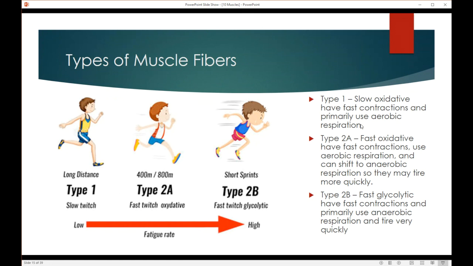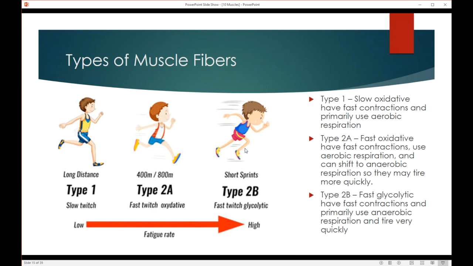They have fast contractions. Type 2A would mean that we are doing like, I don't know, like a 400-meter race. Okay, and this is fast oxidative. They have fast contractions. They use aerobic respiration, meaning that they use oxygen, but they can actually shift to anaerobic respiration. So because of that, they can tire more easily. And then we have super short sprints. Okay, these are fast glycolytic. They have fast contractions, and they primarily are going to use anaerobic respiration.